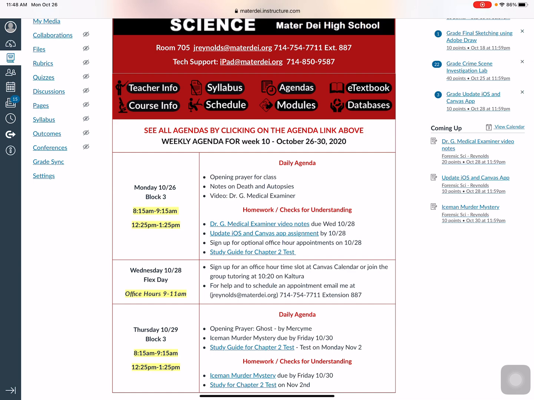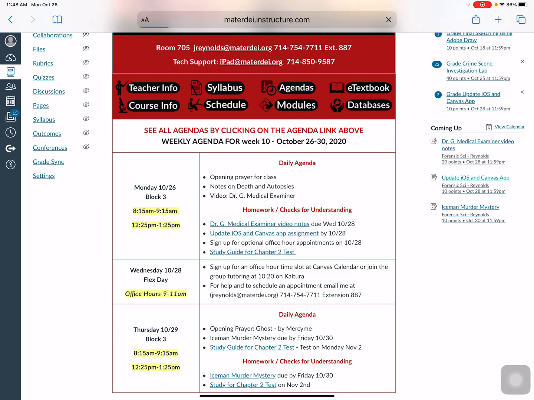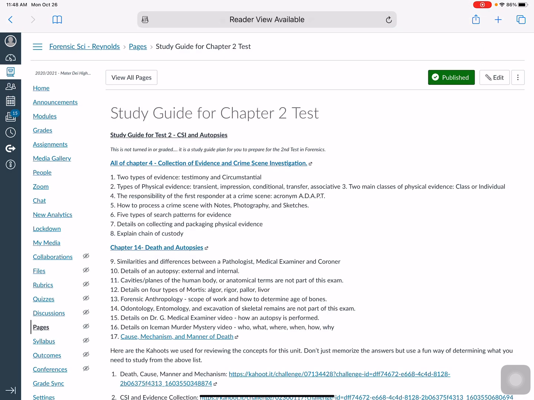You can see that there is a study guide for the chapter test. It is not homework. I'm going to click into it. Hey, Jaeger. So this is not homework. It is just something for you to work through. It shows the 8 items for Chapter 4 on CSI, crime scene investigation, that you have been introduced to and had a lab on.